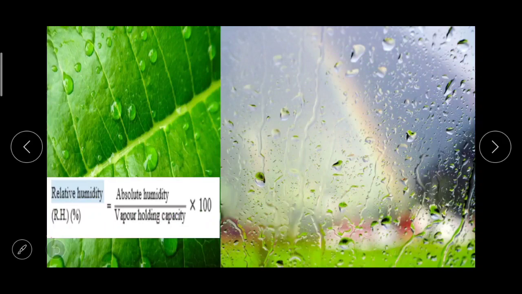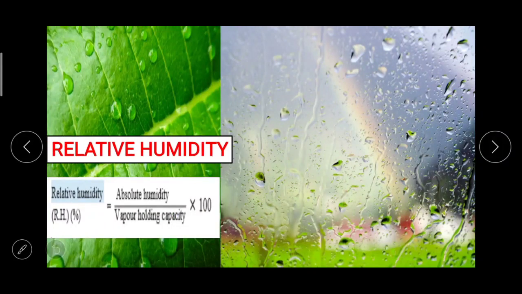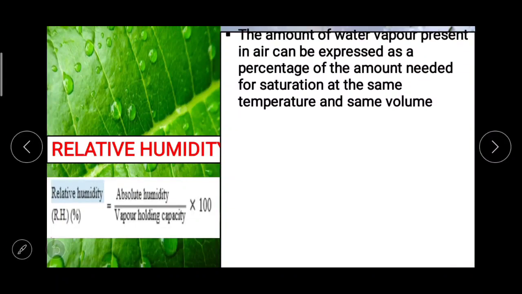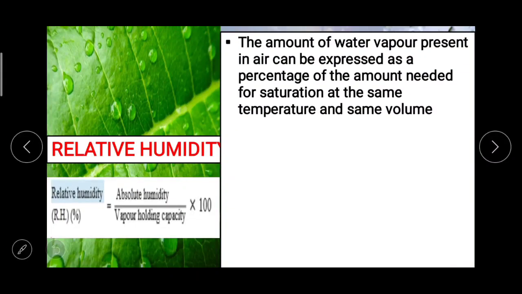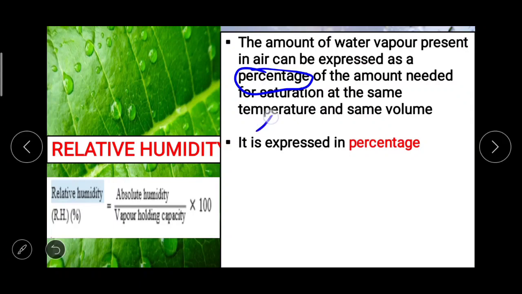Now next to absolute humidity, there is relative humidity. The amount of water vapor present in air can be expressed as a percentage of the amount needed for saturation at the same temperature and same volume. It is expressed in percentage.